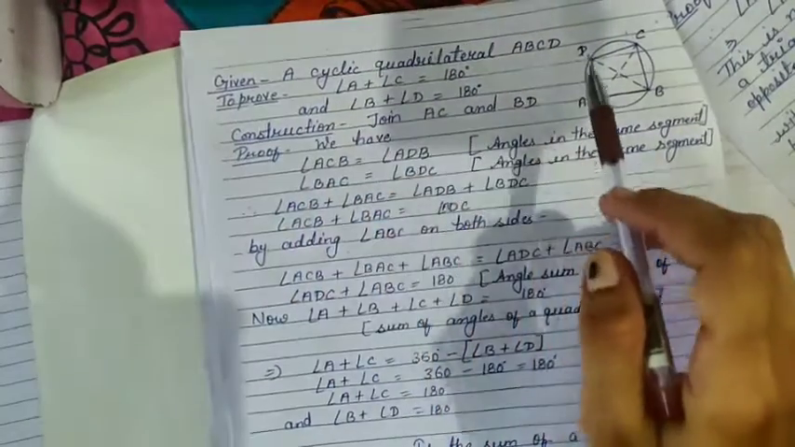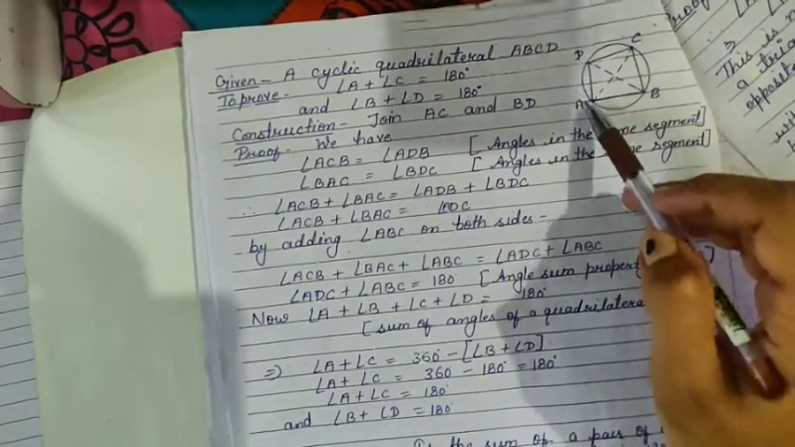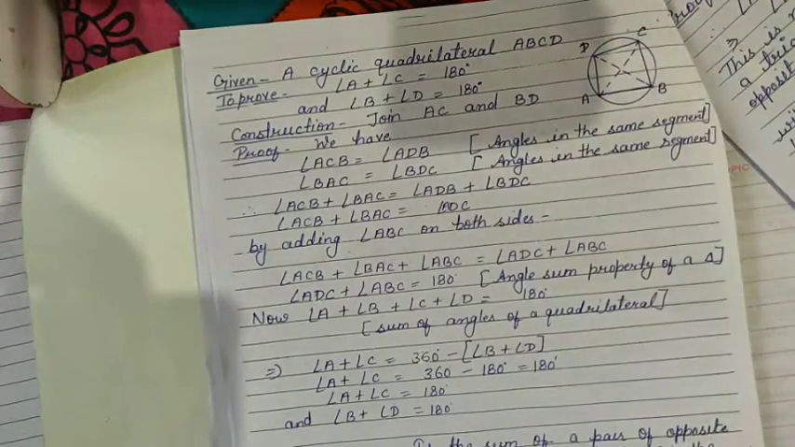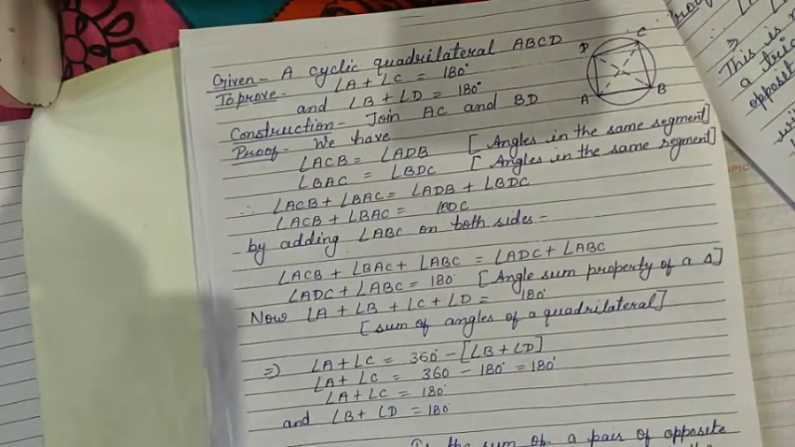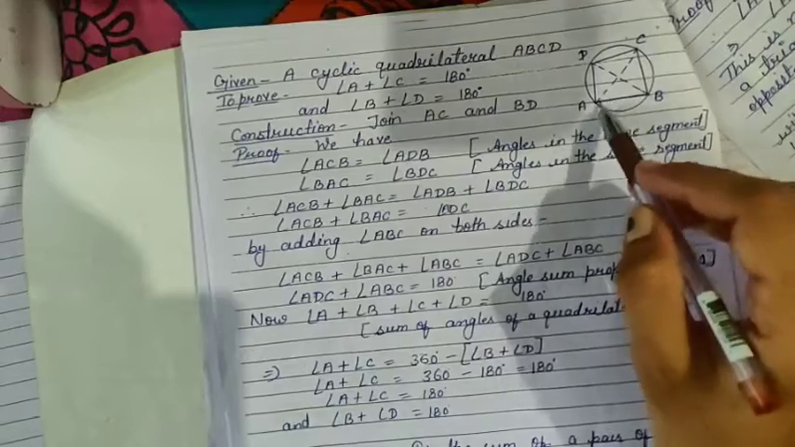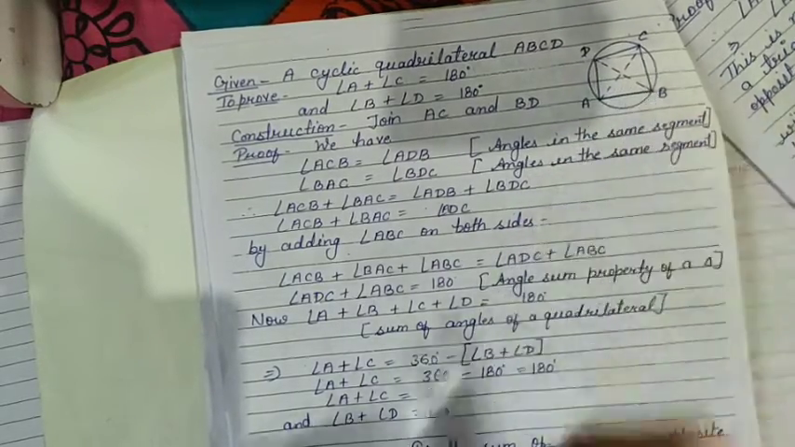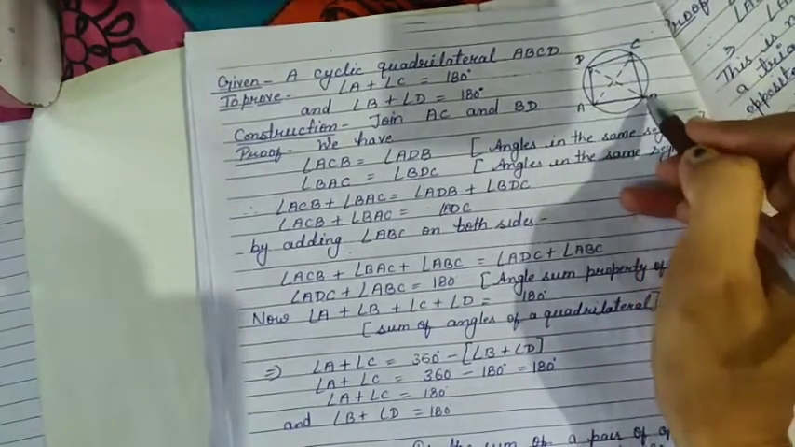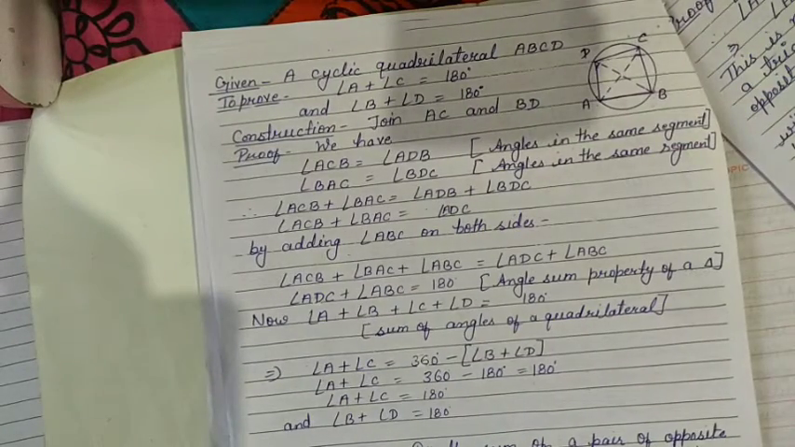Given a cyclic quadrilateral ABCD, we have to prove that angle A plus angle C equals 180 degrees and angle B plus angle D equals 180 degrees. Construction: join AC and BD. Now we have angle ACB equals angle ADB, angles in a segment. ADB equals ACB; these two angles are equal because they are angles in the same segment.